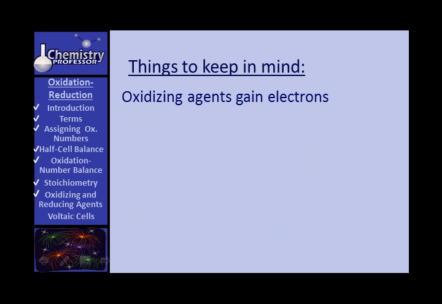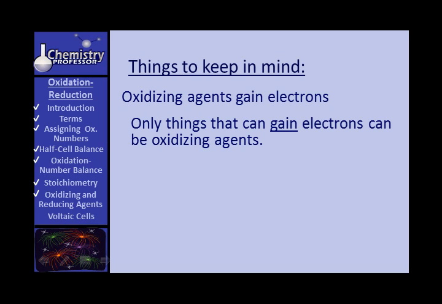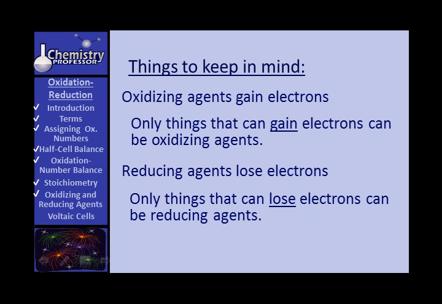Remember, oxidizing agents gain electrons. Therefore, the only things that can act as oxidizing agents are those things that are capable of gaining electrons. Another thing is reducing agents lose electrons. So the only thing that can act as reducing agents are those things that are capable of losing electrons.